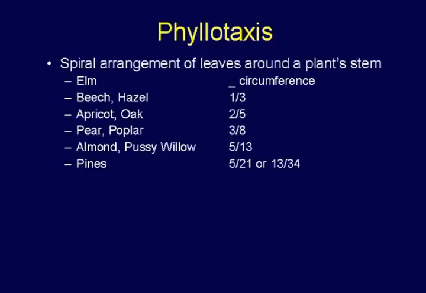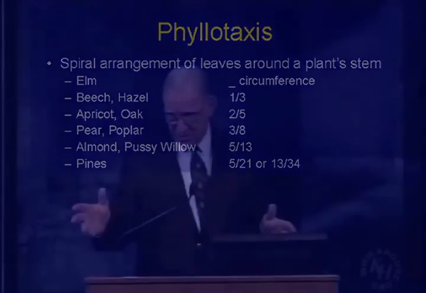There's a study among scientists called phyllotaxis, and that's where you study the arrangement of leaves around the stem of a plant. Visualize taking a plant and taking a cross-section and seeing how the leaves are ordered in the plant. It turns out the elm always has 1/2 the circumference, the beech or the hazel has 1/3, the apricot and the oak have 2 every 5, the poplar has 3/8. Each one of these, the almond, the pussy willow, pine trees, are always 5 to 21 or 13 to 34. These are all Fibonacci numbers.